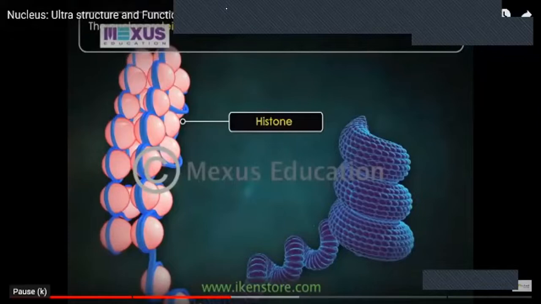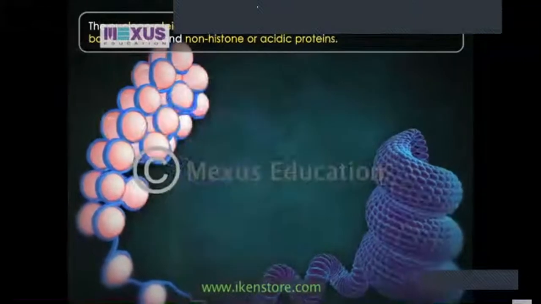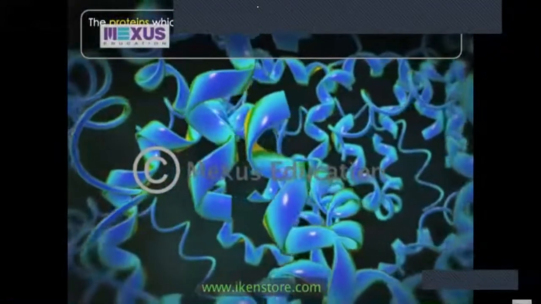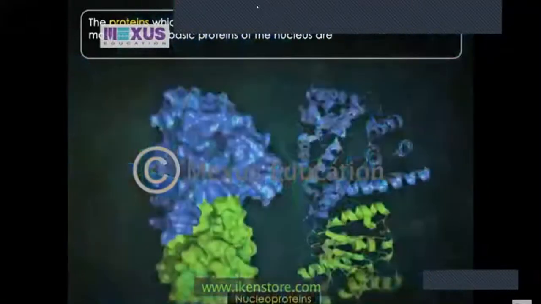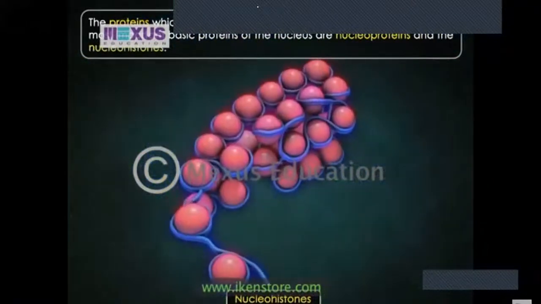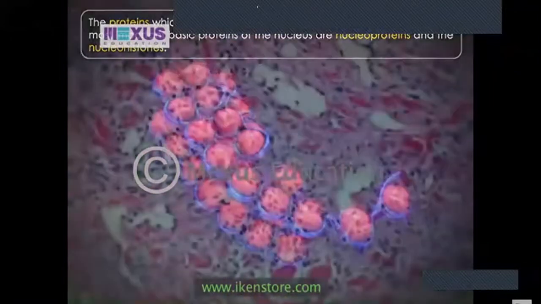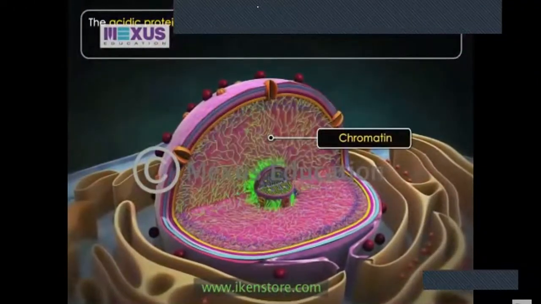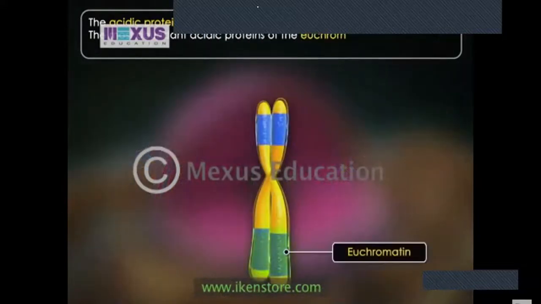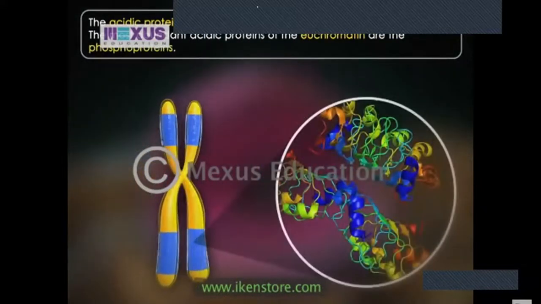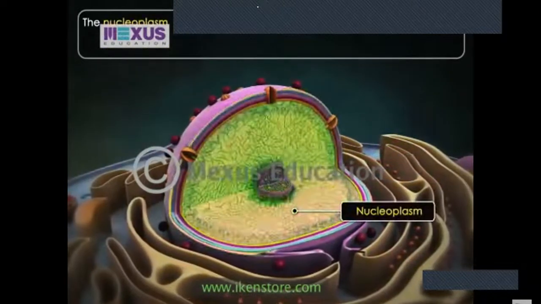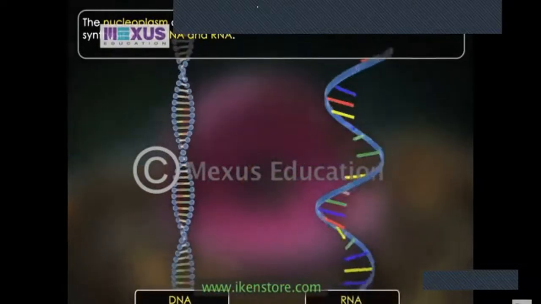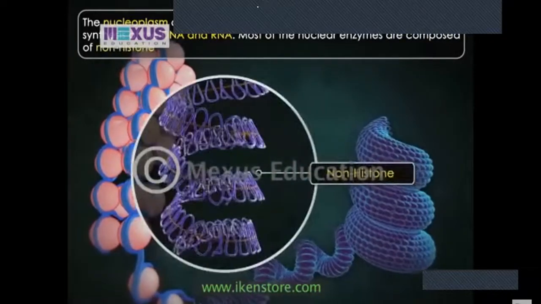or basic proteins, and non-histone or acidic proteins. The proteins which take basic stain are known as the basic proteins. The most important basic proteins of the nucleus are nucleoproteins and the nucleohistones. The acidic proteins either occur in the nucleoplasm or in the chromatin. The most abundant acidic proteins of the euchromatin are the phosphoproteins. The nucleoplasm contains many enzymes which are necessary for the synthesis of the DNA and RNA. Most of the nuclear enzymes are composed of non-histone acidic proteins.